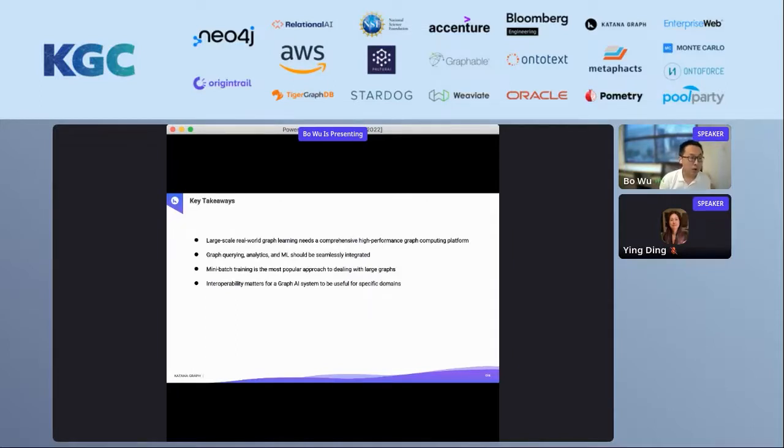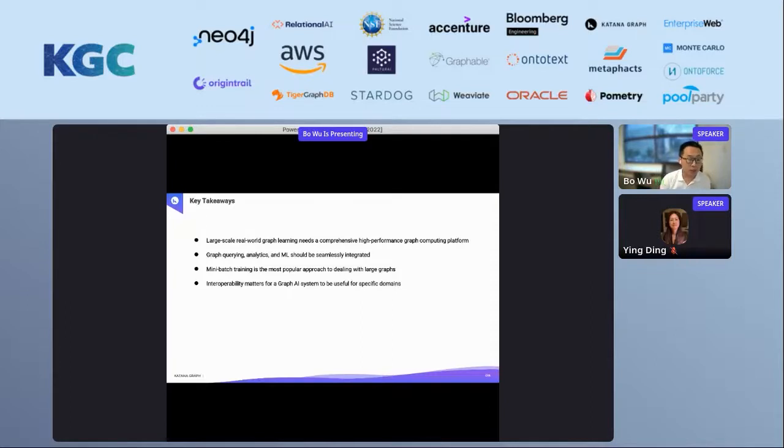I'll summarize my talk with several takeaways. Large-scale real-world graph learning requires a comprehensive high-performance graph computing platform. It should support all kinds of graph computing workloads like querying, analytics, and graph machine learning in a systematic manner. And all these kinds of computations should run efficiently in a distributed and parallel fashion on the platform.